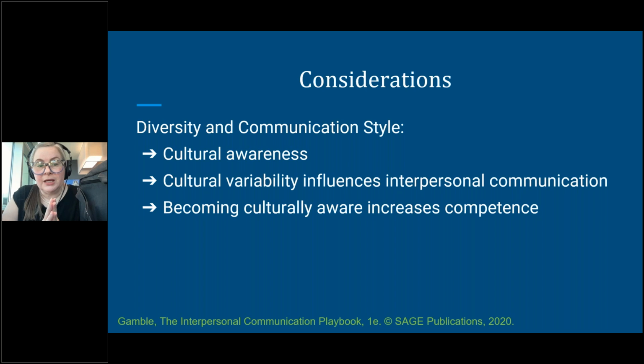Making sure that we see that cultural variability, right? Are you a first generation immigrant, or are you an international student? That might impact how you interact with certain things that are said to you. And then making sure that you're culturally aware. We don't want to microaggress against each other because we don't understand cultural competencies.